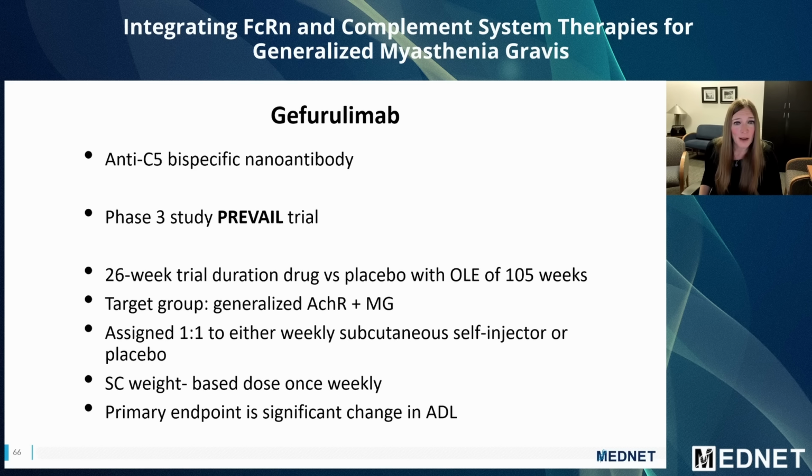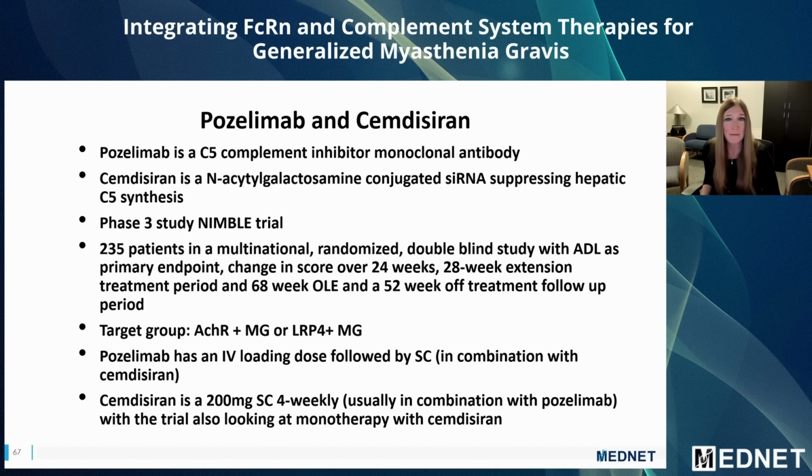Gefurulimab is not yet approved. There were some preliminary good results. This is an anti-C5 bispecific nanobody in the PREVAIL study. So this is a sub-Q weight-based dose weekly, and it targets acetylcholine receptor positive MG patients. So they put out some press release data showing initial good results and significant ADL reductions at week 26, but we'll see what happens with that.